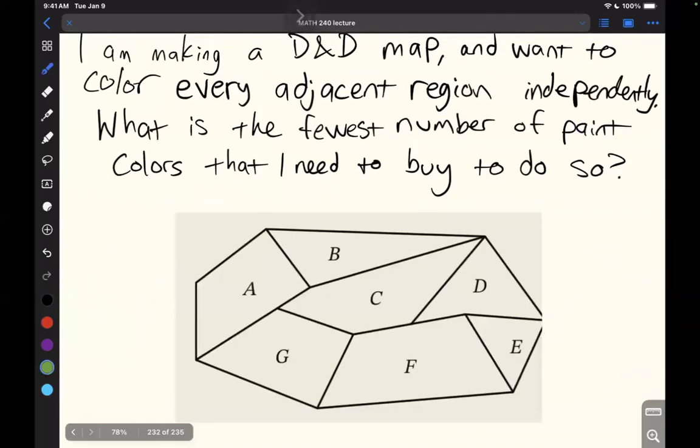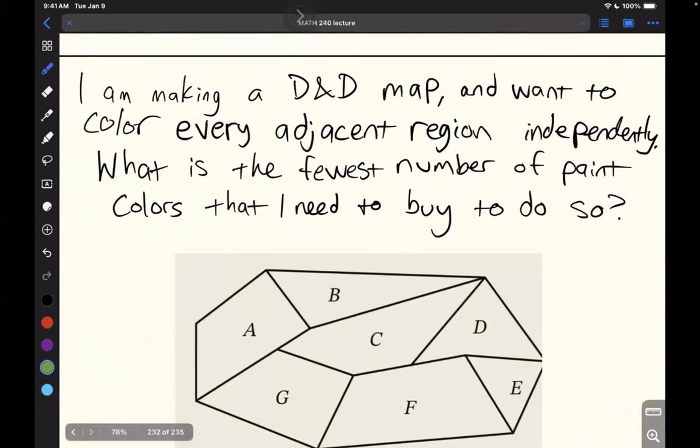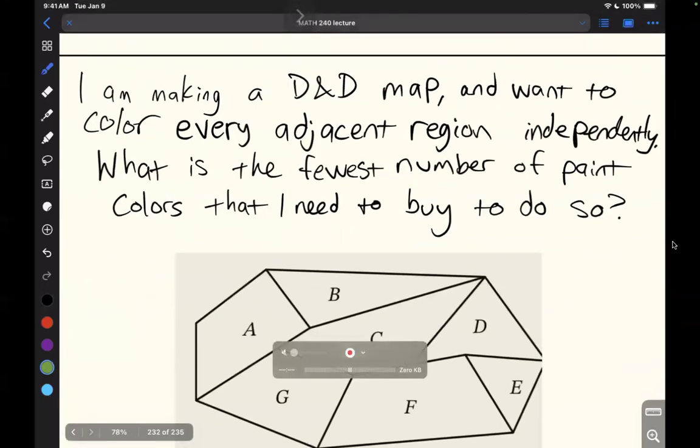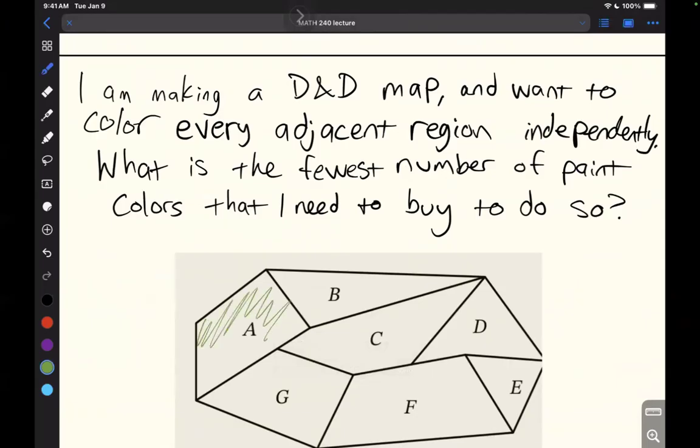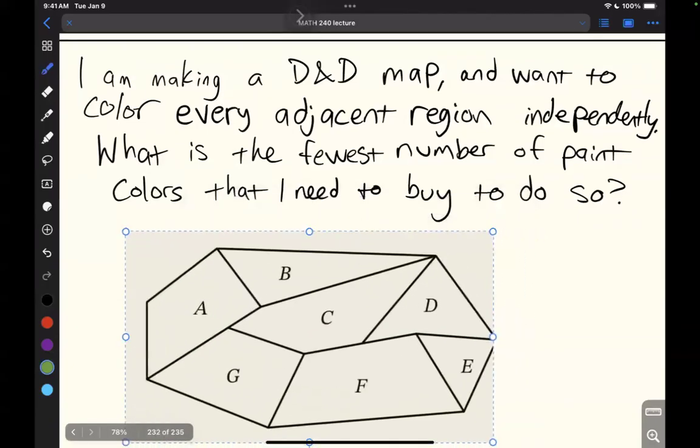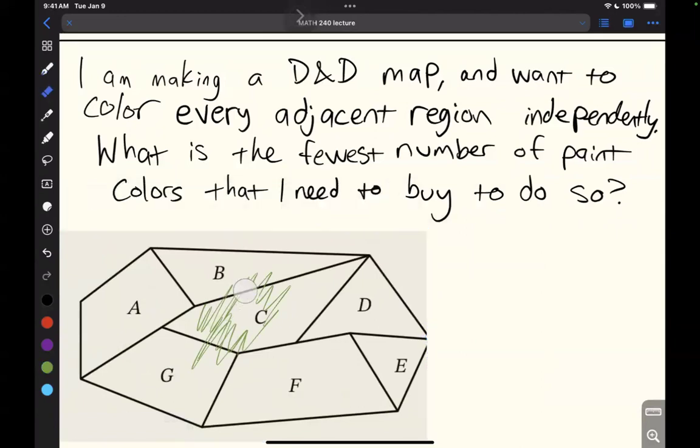I have a question: I'm making a D&D map, and I want to color every adjacent region independently. So if I color A green, B can't be green because they're right next to each other, and I don't like the way that looks. G also can't be green, nor can C. And so this ends up being, again, a coloring problem, where the vertices of the graph are the regions of the map.